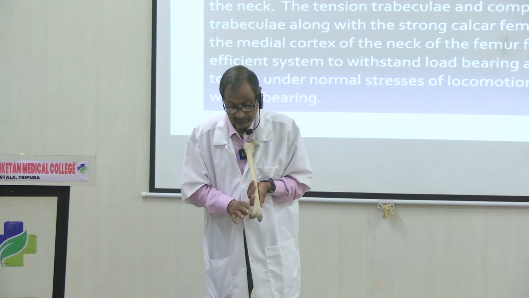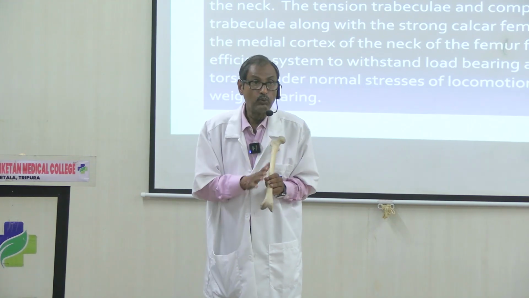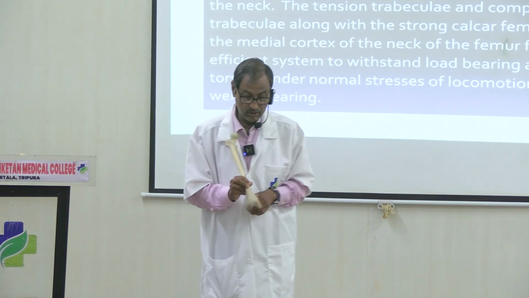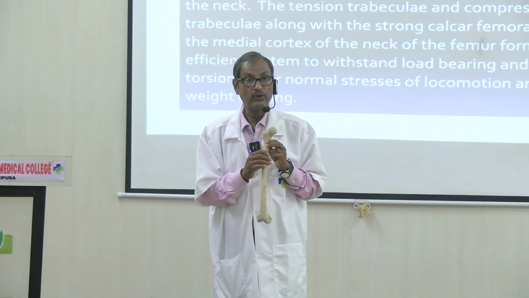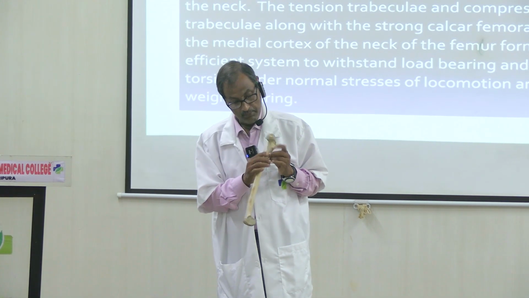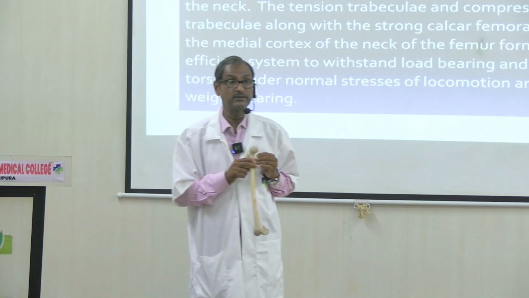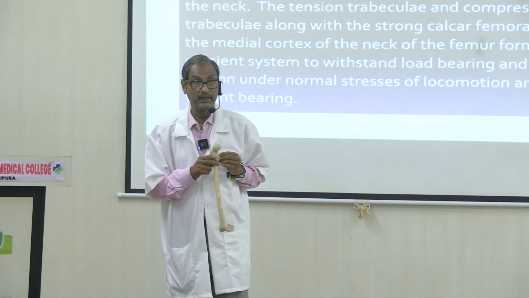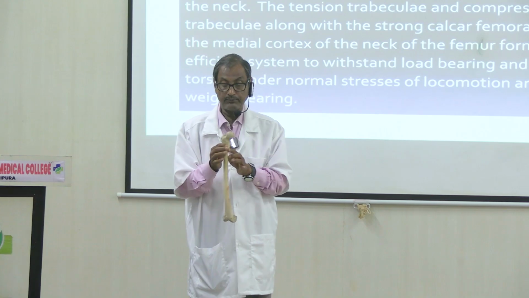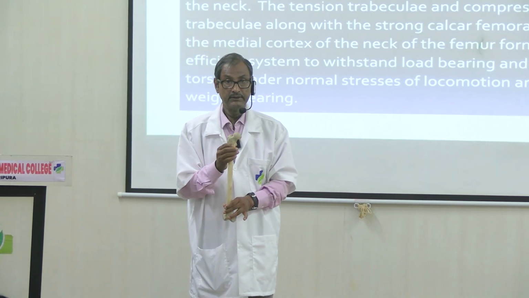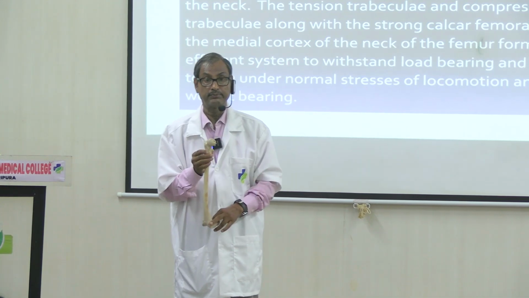Flare of the condyle means where the condyles are just widened. So up to this much is called the shaft of the femur, from 2 inches below. This 5 centimeter portion is called the subtrochanteric area. So trochanteric area, subtrochanteric area, shaft. Head, neck, trochanter, subtrochanter, shaft.